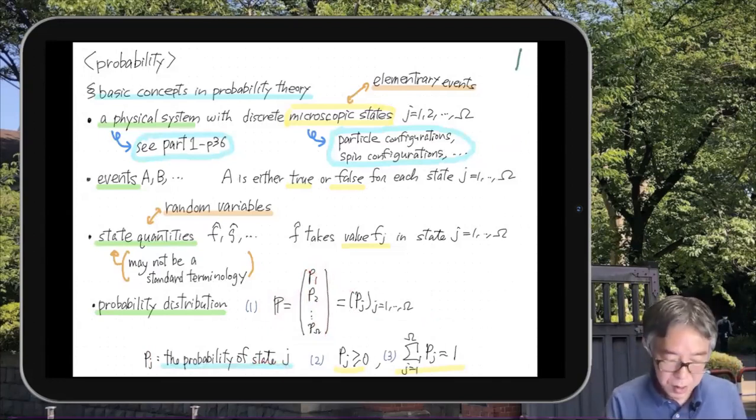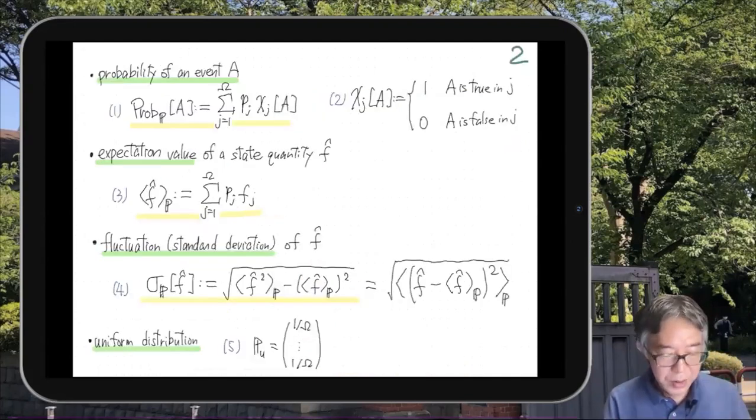And the condition that this should be called a probability is that each p_j must be non-negative, and if you sum over all p_j, it gives 1. So these are the conditions for probability, and actually these are the only conditions. If p_j satisfies these two, then we can call it probability. And the collection of probabilities is called a probability distribution. Okay.